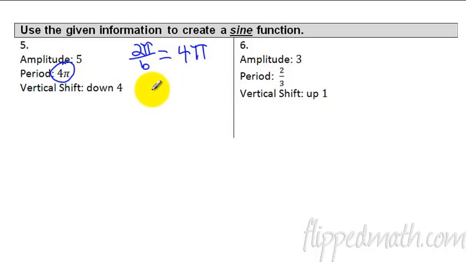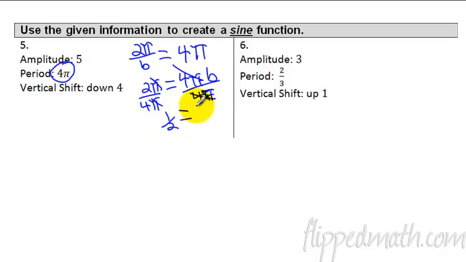And then you solve. Multiply both sides by b. You get 2 pi equals 4 pi b. And divide both sides by 4 pi. The pi cancels, and this reduces to 1/2 is equal to b.